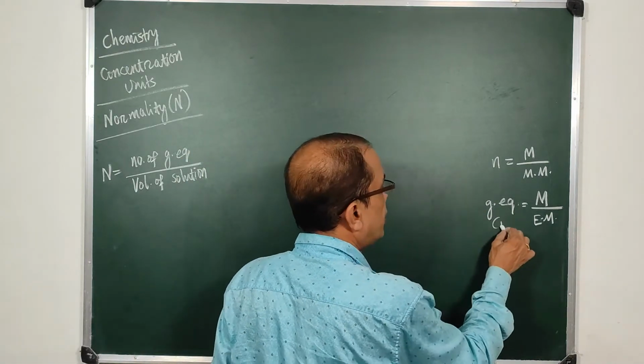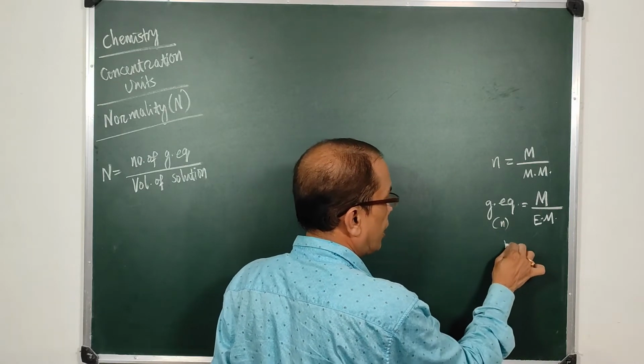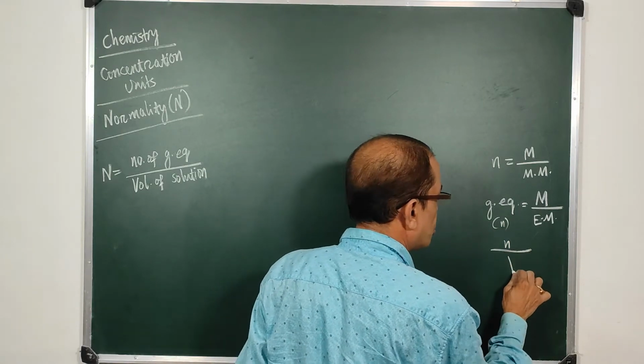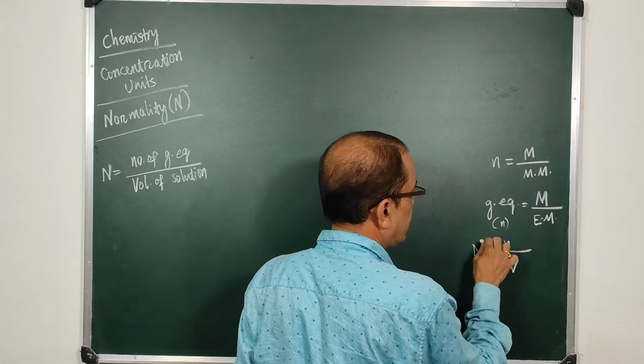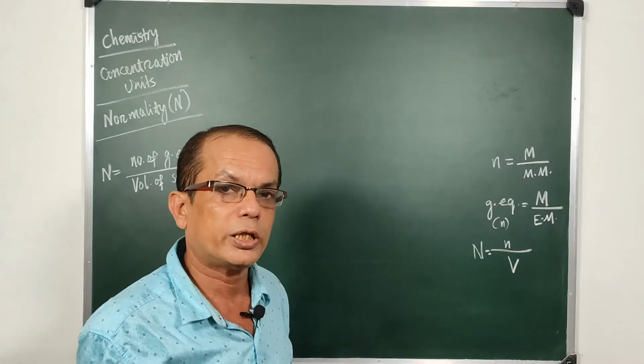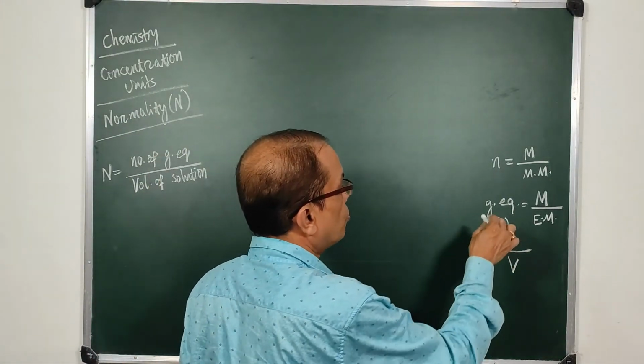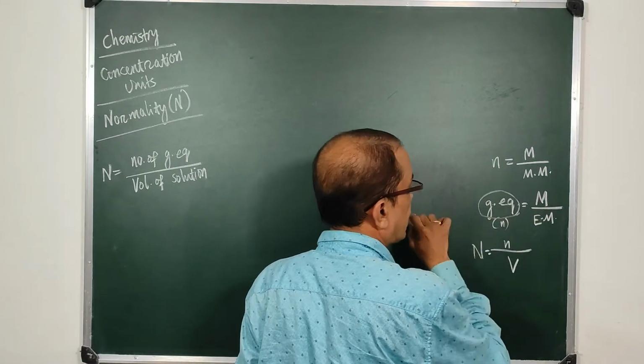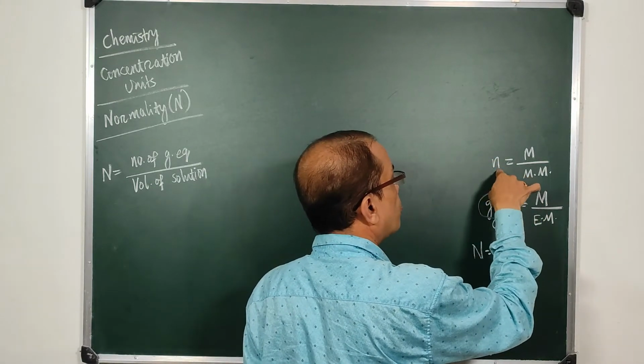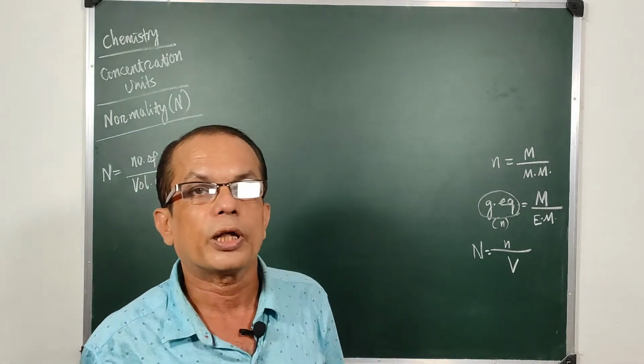This is a number n, and when we take n and divide it by the volume of solution V, then we get normality N. So this formula is very easy, but where we go off track is that we are not using the number of moles, instead we are using the number of gram equivalents.